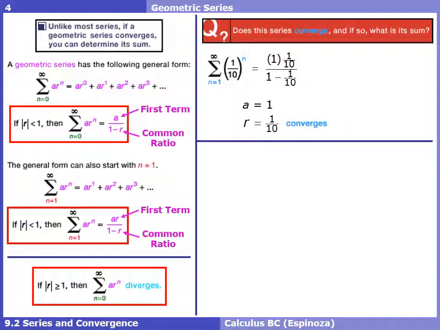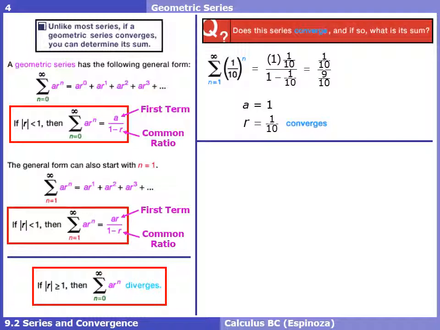And if it converges, we can apply our formula here. We know that the first term here is going to be 1 times 1/10. Since we're starting at 1 here, be careful, our first term is going to be 1 times 1/10 to the 1 power, or just 1 times 1/10. And in the bottom, we're going to divide by 1 minus the common ratio, which is again 1/10.